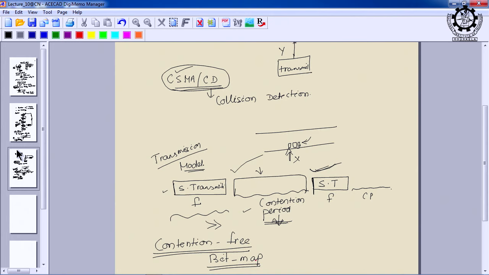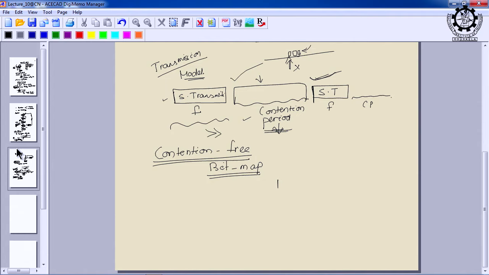Bitmap protocol. In this protocol, your contention period is divided into a number of time slots, and this number of time slots is the same as the number of nodes present in the network. We are talking about LANs, because we have not yet thought about a scalable or bigger network. What we are considering is a small LAN, a wired network.